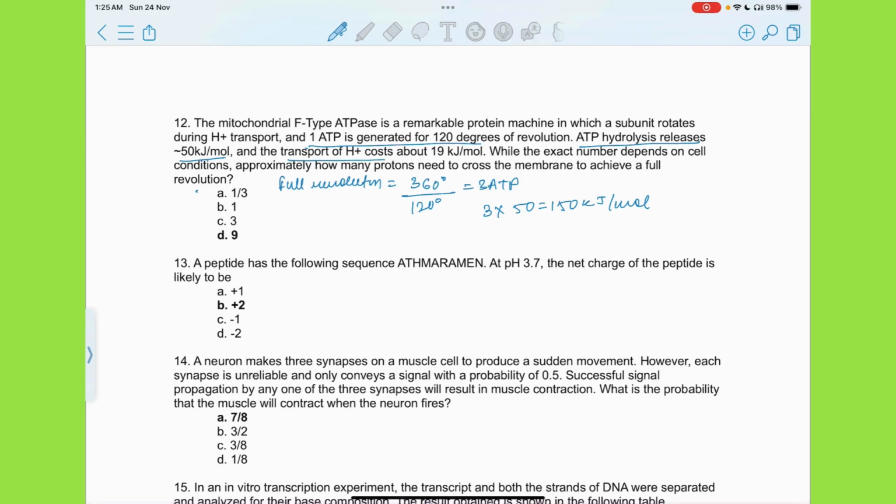And the transport it requires for the hydrolysis of ATPs is 19 kilojoule per mole because of the transport of the H plus. So the H plus number here will be equal to 150 upon 19, which will be roughly approximately 10.89. So the closest option to this is option number D.